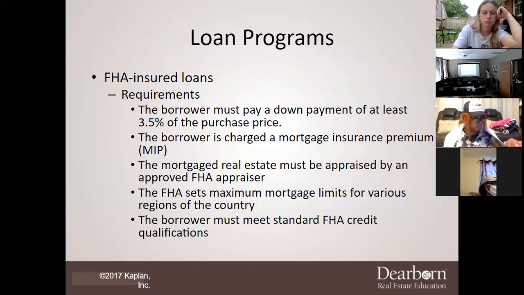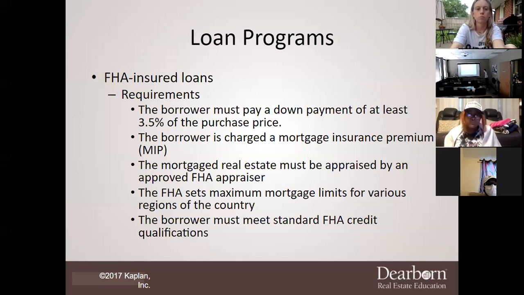FHA insured loans. The requirements for that are the borrower must pay a down payment of at least 3.5% of the purchase price, which is the normal amount that you pay. 3.5% for an FHA. The borrower is charged a mortgage insurance premium, an MIP, and the mortgaged real estate must be appraised by an approved FHA appraiser. They're going to have their own person that they want to go out there to appraise the house, because they want to know the value, because they're loaning the money. Remember, I said if you get a loan, they're going to want an appraisal.